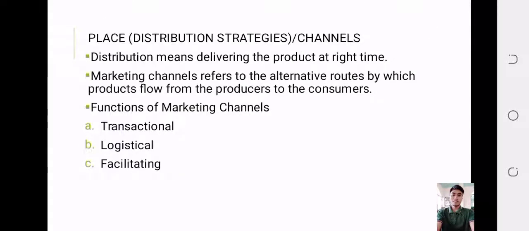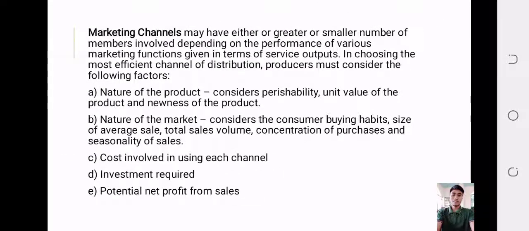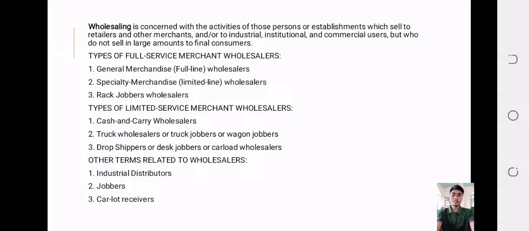So these are the place channels. Distribution means delivering the products at the right time. A market channel refers to the alternative routes by which products flow from the producer to consumers. Functions of the market channel: there are 3: transactional, logistical, and facilitating. For channel selection, there are 5 following factors: nature of the product, nature of the market, cost involved in using each channel, investment required, and potential net profit from sale. And the wholesaling.